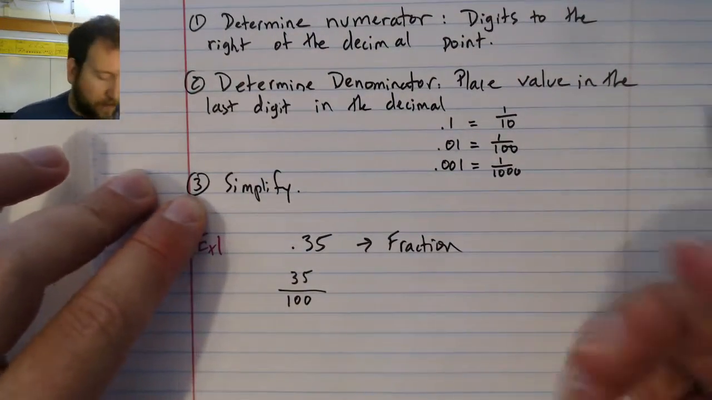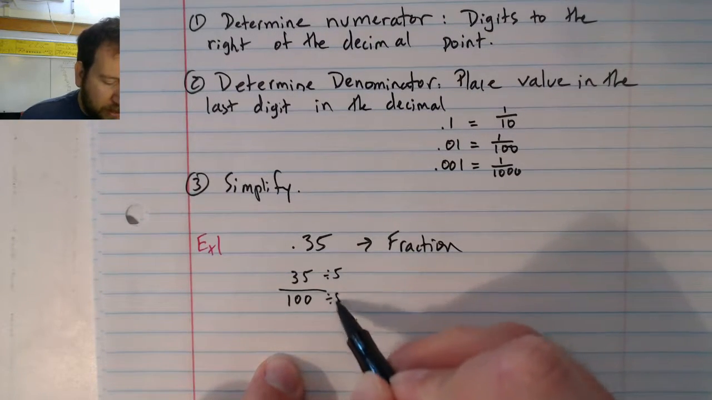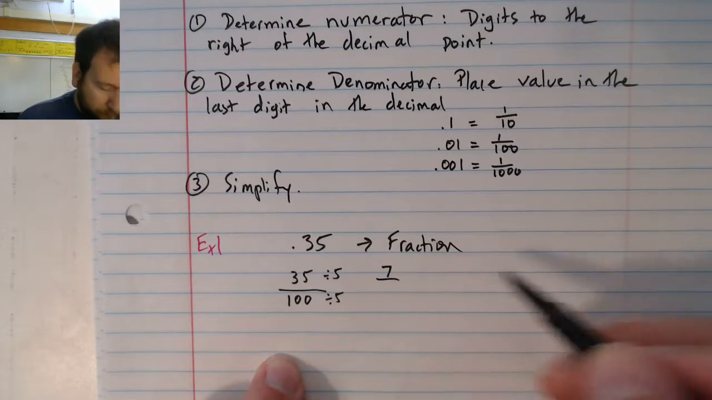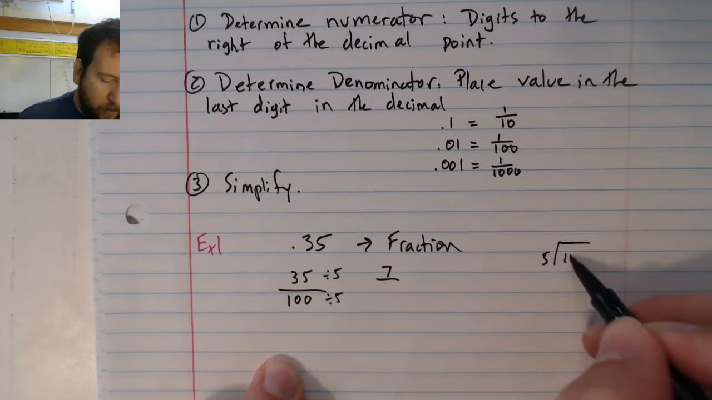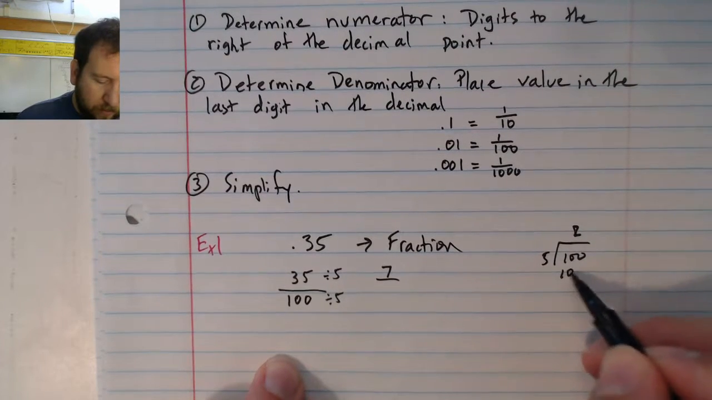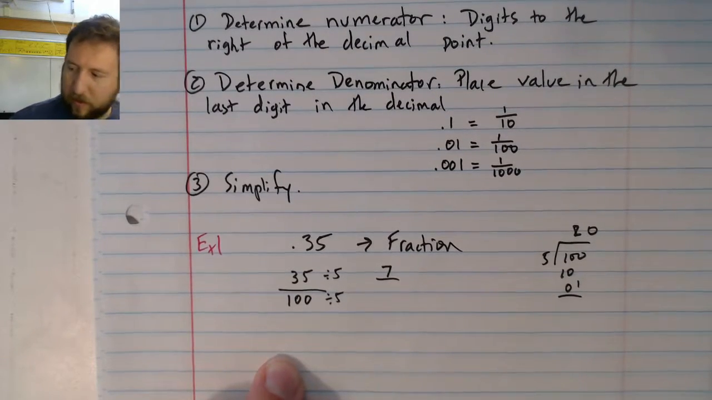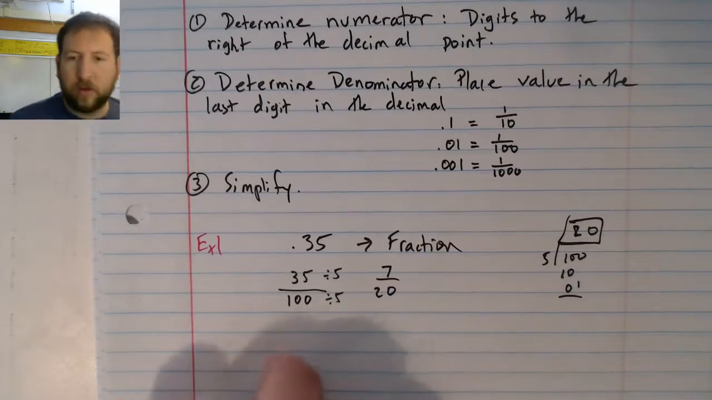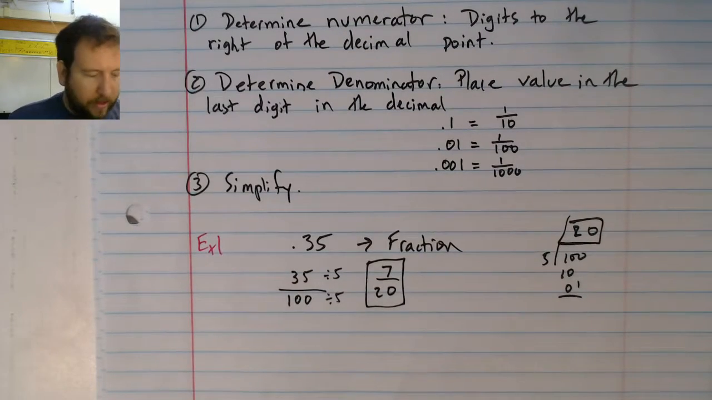I need to simplify. I could probably fit 5 into both sides. 35 divided by 5 is 7. How many 5s are in 100? There are 2 5s in 10, bring down a 0, so there's 20. So I have 7/20 as my fraction. Kind of makes sense?